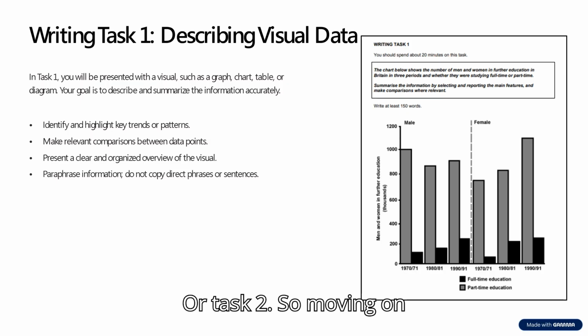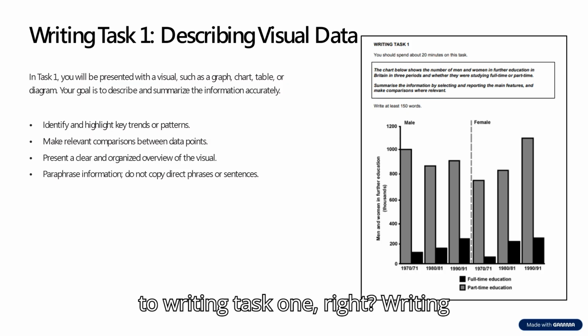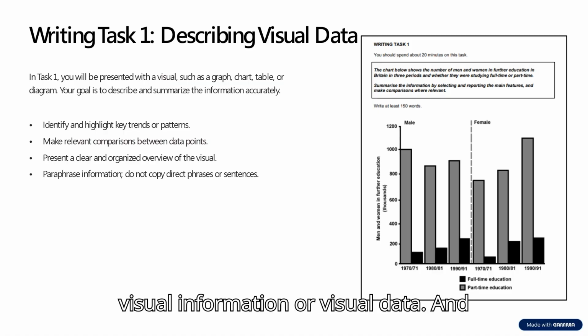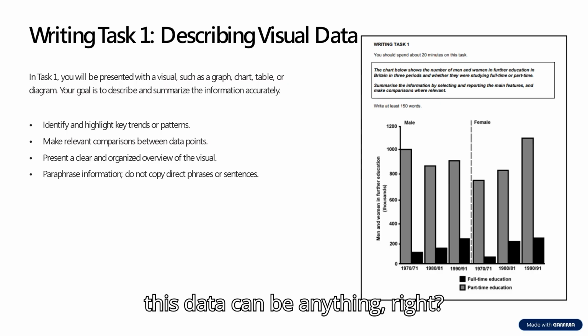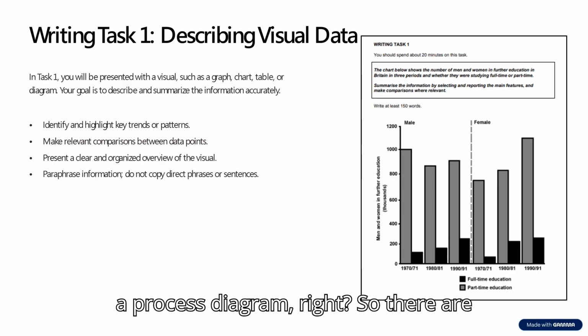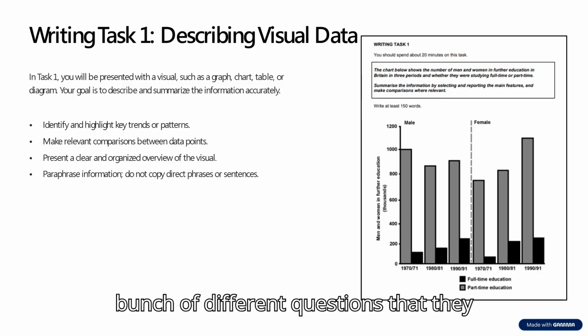So moving on to writing task one. Writing task one is all about describing visual information or visual data, and this data can be anything. It can be a bar graph, a line graph, a pie chart, a table chart. It can also be a process diagram. There are a bunch of different questions that they can ask the candidate.